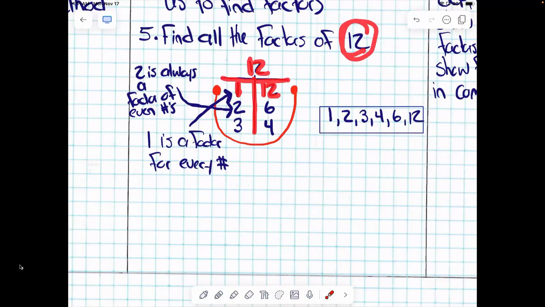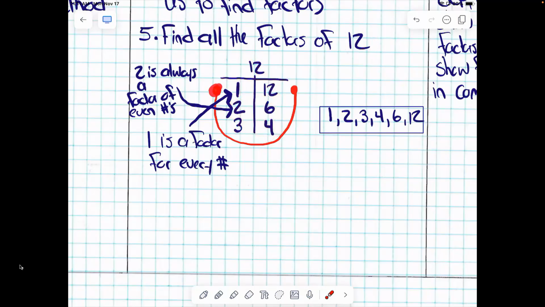After you try 1, what's the next number you would try? 2. Does 2 go into 12? Yeah. Why? Because it's an even number. What's an even number? 12. What's its buddy? 6. So 2 and 6 are factor pairs. What's the next number you would try after 2? 3. So does 3 go into 12? Yes. How many times? 4 times. What's the next number you would try? 4. Does 4 already exist?